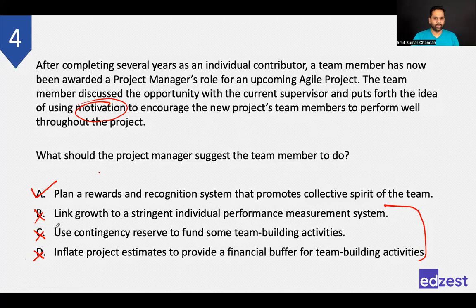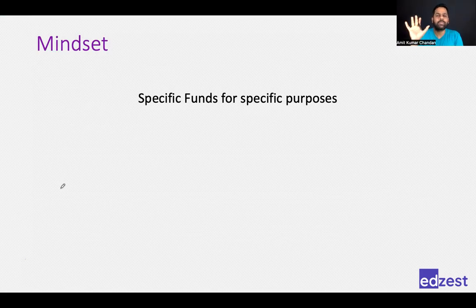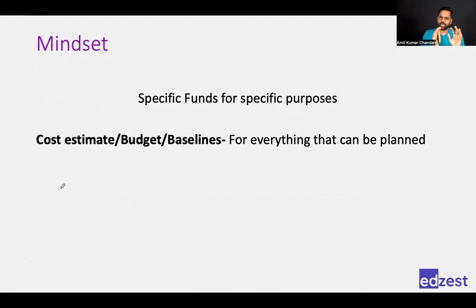Some of them, two of them are not right. Others could actually demotivate. So what is the mindset here? The mindset is that whenever you decide funds, specific funds are for specific purposes. We will never interchange. If we have decided something, we will use for that only, which means we have a cost estimate, we have a budget, we have a baseline for everything that can be planned. If you can plan for it, use it in your budget, add it to your budget. See, they might approve, they might not approve.